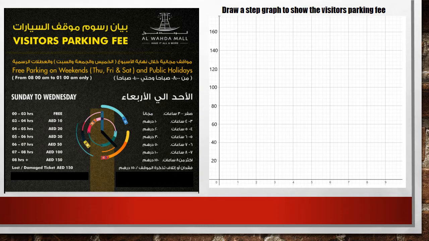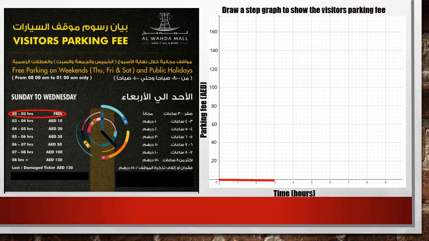So vertically, I'm going to put the fee. It should be more than 150 dirhams. The time, I'm going to put horizontally, the parking fee vertically, and then I'm going to start drawing my steps. The first one is from 0 to 3 hours. It will be free of charge. Free of charge means it's exactly on the x-axis. I don't have to go up to the y-axis.